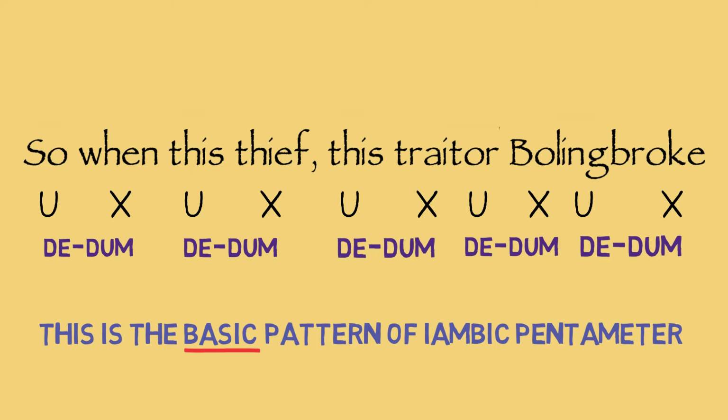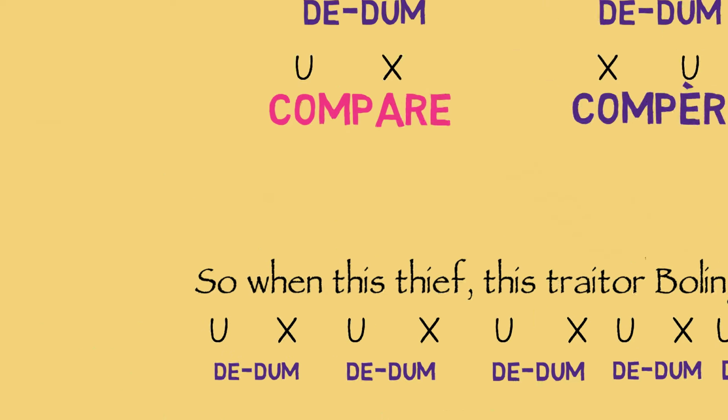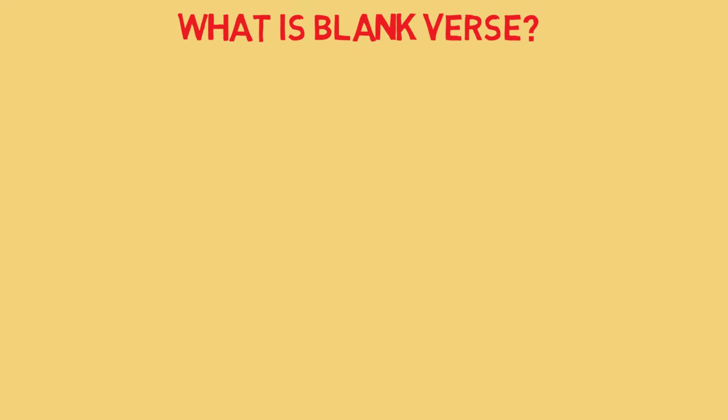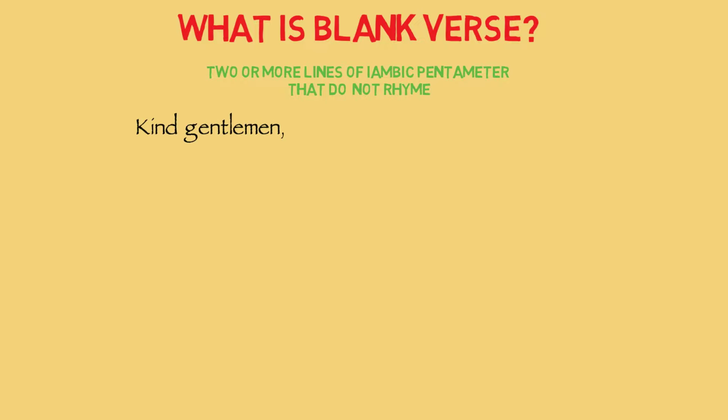Now, one term that you might have heard in relation to pentameter is blank verse. And this is a term that describes 2 or more pentameter lines that do not rhyme. Simple as that. Here are a few lines from Othello that illustrate the use of blank verse.